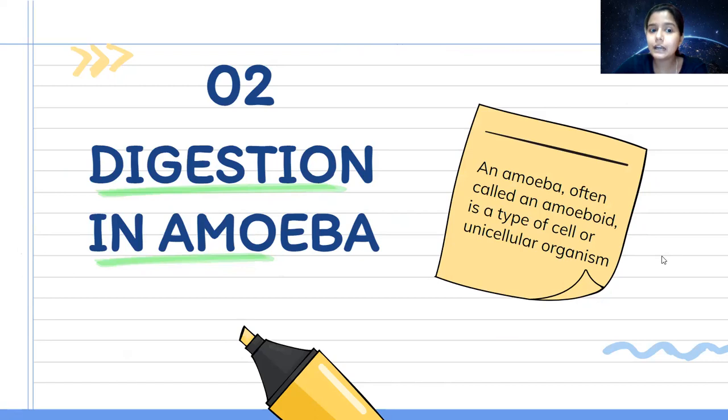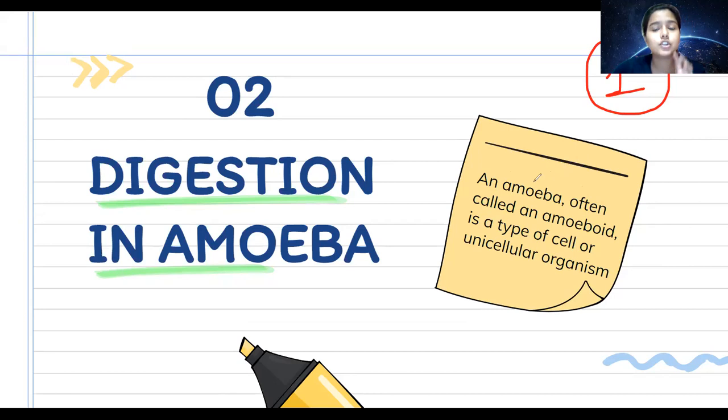Now the second part of this video is about digestion in amoeba. What exactly is an amoeba? It's a small microscopic organism, right? Often we call it amoeboid also. It's a type of cell and it's a unicellular organism. What are unicellular organisms? These are organisms which have only one cell in them, only a single cell. And that single cell is very much capable of performing all the body functions.